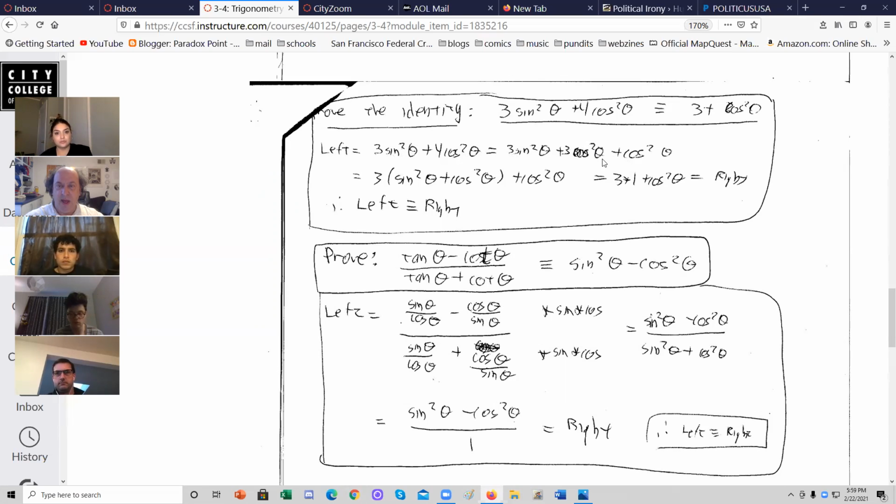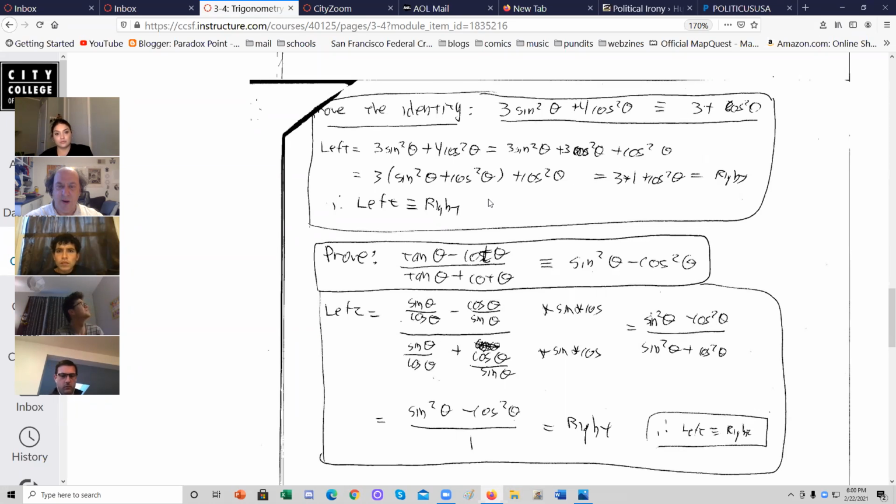Okay. Then these two terms have a common factor of 3. So this is identical to 3 times (sine squared plus cos squared), all that plus cos squared. Oh, but sine squared plus cos squared is 1, so you get 3 times 1 plus cos squared. That's 3 plus cos squared, which is the right-hand side, and we are done. This has been proven identical to that. Left is identical to right.